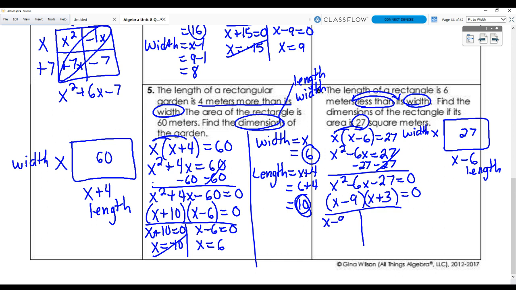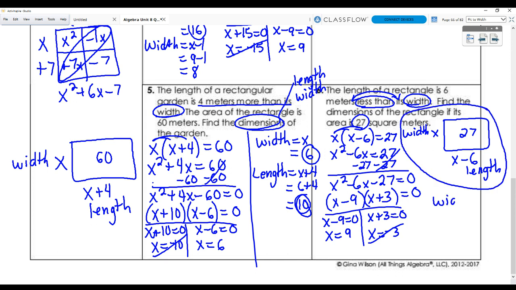I have x minus 9 equals 0, x plus 3 equals 0, x is equal to positive 9, x is equal to negative 3. And I reject the negative 3 because it's the length of a side of a rectangle. So I have the width is equal to plain x, which is equal to 9, and the length, which is equal to x minus 6, which is equal to 9 minus 6, which is equal to 3.